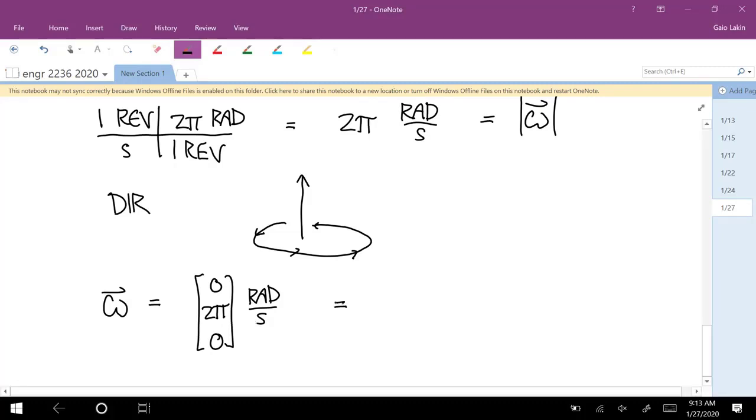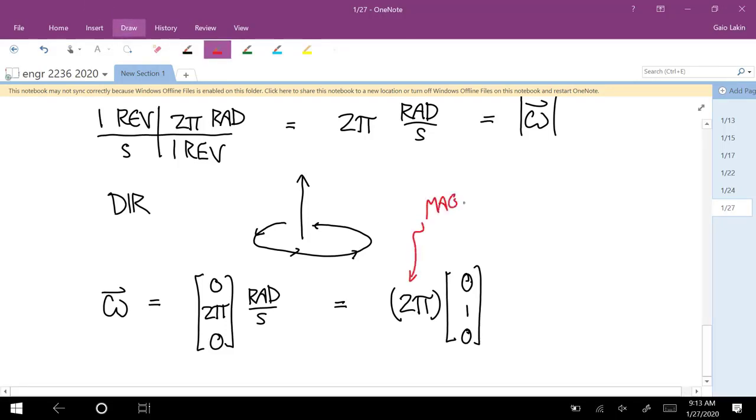And you can think of that as we multiplied the magnitude times a unit vector in the direction that we found from the right-hand rule. So there's the magnitude. There's the direction.